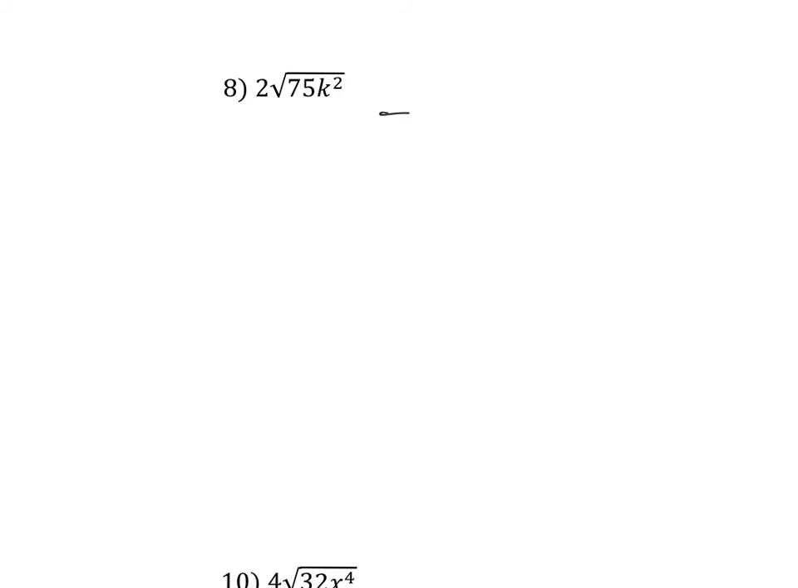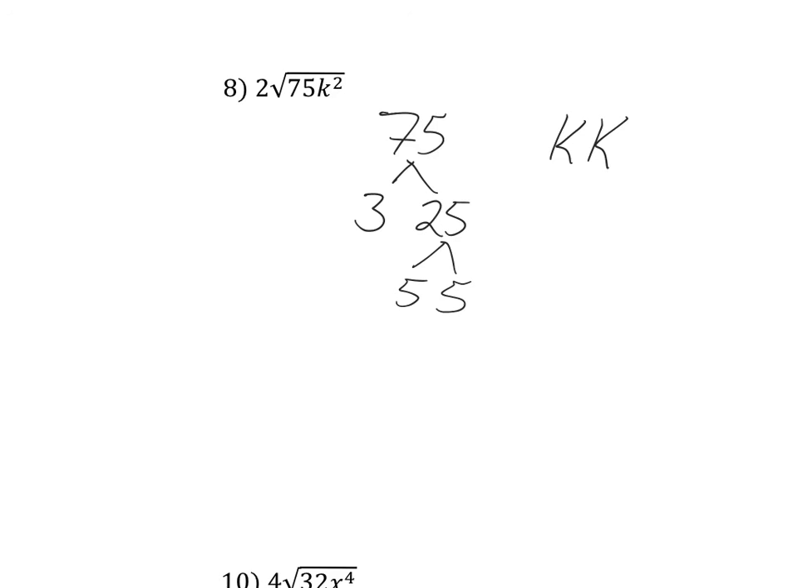Okay, so we have 75. We have a 3 and a 25. We have a 5 and a 5. We had 2 K's. So let's circle our pairs. We have a pair of 5s and a pair of K's, and we only have 1 3.